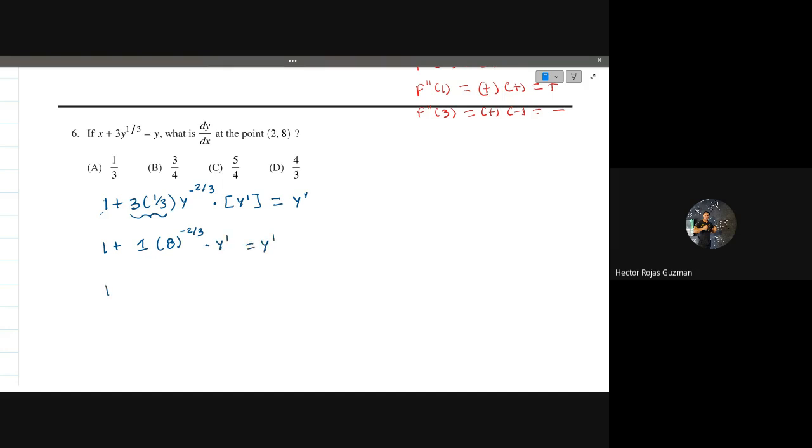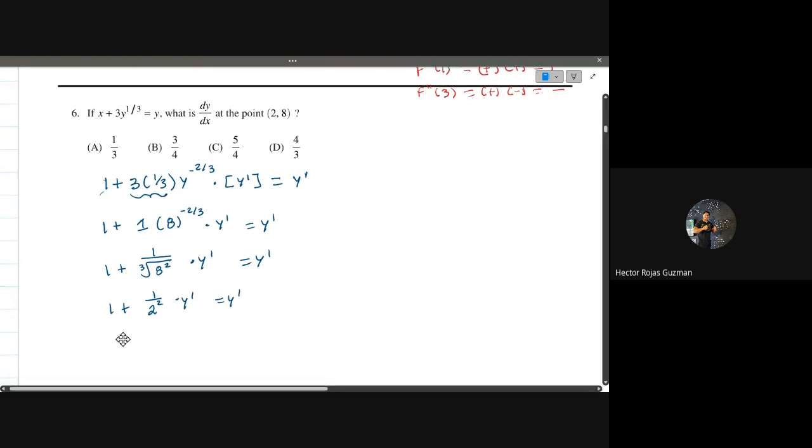Now the way you're going to handle 8 to the power of negative 2/3, think about it this way. It's going to be 1 divided by the cube root of 8, squared. Now it's much easier if you take the cube root first, if possible. And luckily we know what the cube root of 8 is, right? 2 times 2 times 2 is 8. So we have 2 squared. 1 over 2 squared is 1/4.